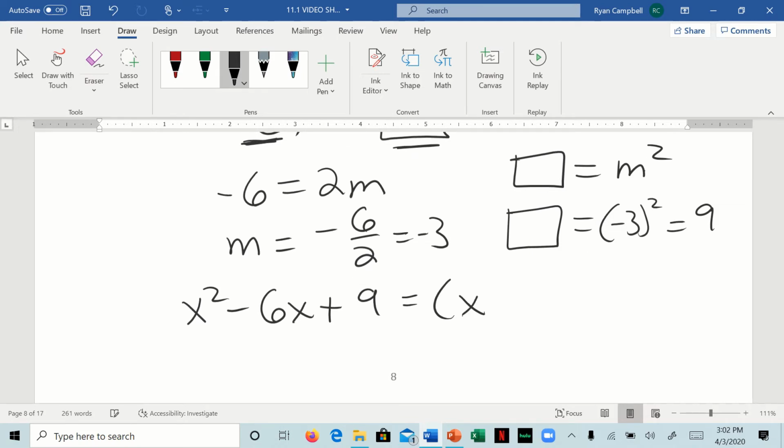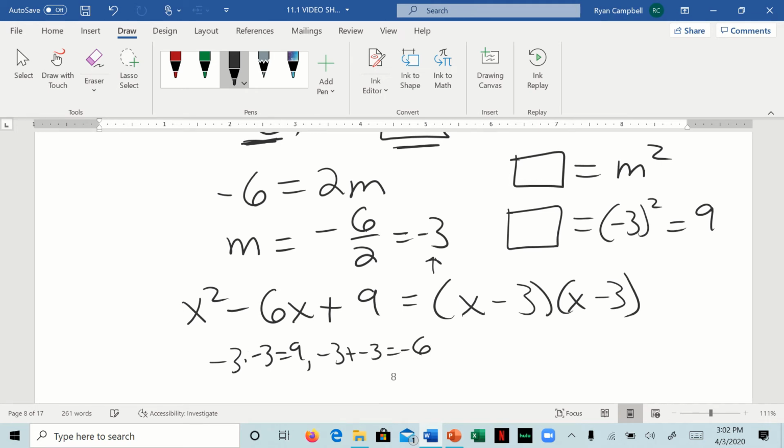What two numbers multiplied get you 9 and add to give you negative 6? Hopefully we see that would be negative 3. Negative 3 times negative 3 is positive 9. Negative 3 plus negative 3 is negative 6. So once again, we have a perfect square.